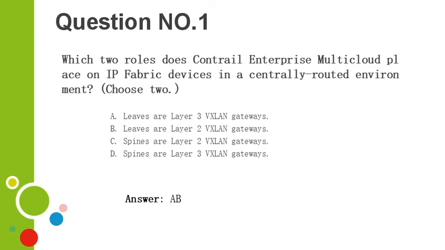Question number 1. Which two roles does Contrail Enterprise Multi-Cloud place on IP fabric devices in a centrally routed environment? Choose 2. A. Leaves or Layer 3 VXLAN gateways. B. Leaves or Layer 2 VXLAN gateways. C. Spines or Layer 2 VXLAN gateways. D. Spines or Layer 3 VXLAN gateways. Answer: A, B.